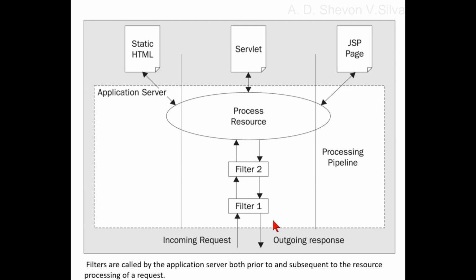If the application required access to the processing pipeline, you had to resort to non-portable server level extensions like interceptors, valves and the like. Due to their strategic position in the request processing pipeline, filters can easily handle the pre and post processing of requests for resources such as HTML pages, JSP pages and servlets.